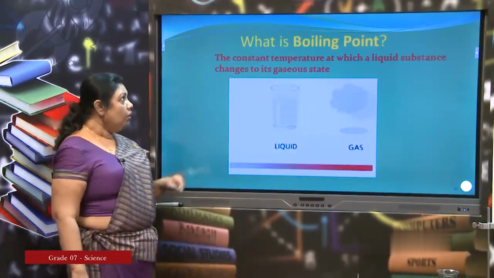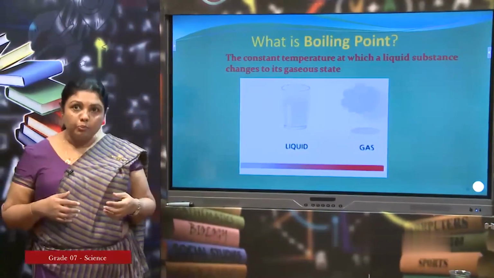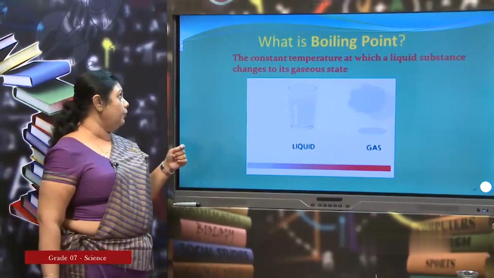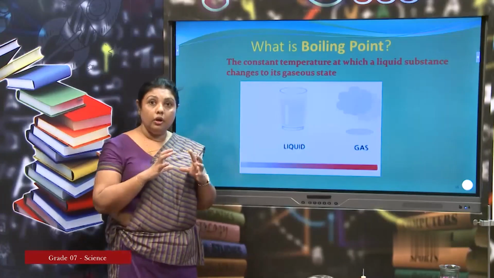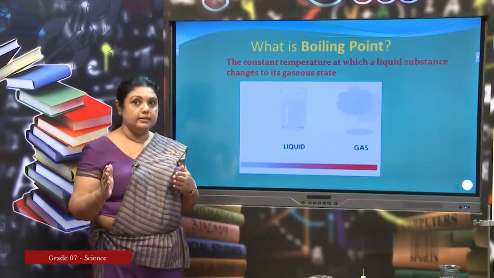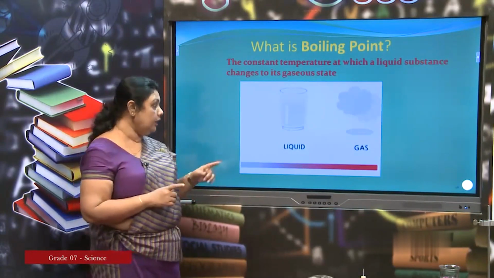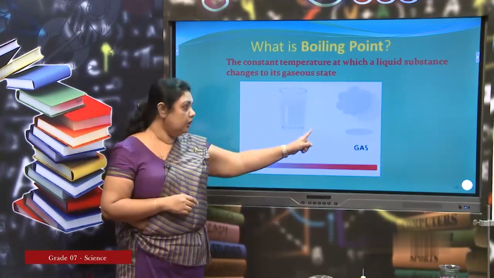Right. Now, I told you that we are going to talk about boiling point. What is boiling point? It is the constant temperature, not changing temperature, at which a liquid substance changes to its gaseous state. There are so many liquid substances: water, petrol, diesel, oil, coconut oil, and if you melt chocolate, that is again a liquid substance. You can turn a liquid into a gas by giving heat.